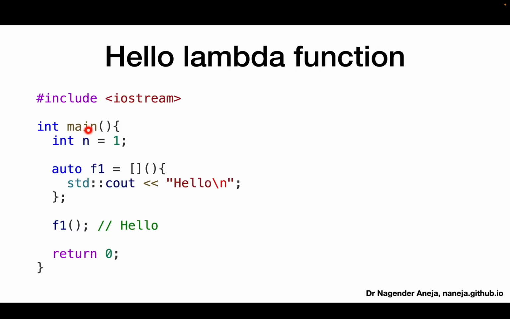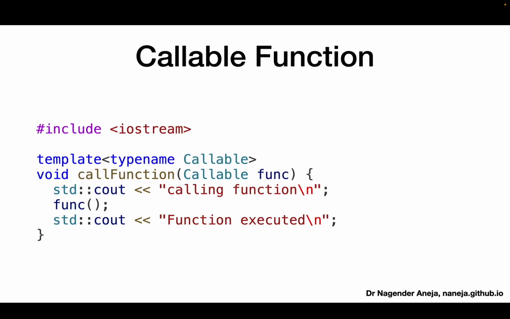So let's say that we have here main, and n is a local variable, and we have f1 as a lambda expression. Then we can call f1 with the parentheses, right? This is a very simple way of calling. Otherwise it's used to pass to another function, but you can also use it like this. So f1 is this, and then you can put the parentheses, and it will execute this function. Whatever is written here, it will say hello. So now we have a callable function.